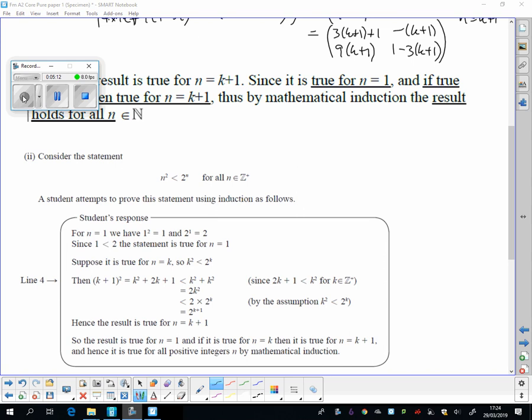Okay, now the conclusion for proof by induction is quite long, so I've just copied it from the mark scheme. The important thing is that you get all the things that are underlined in your conclusion.